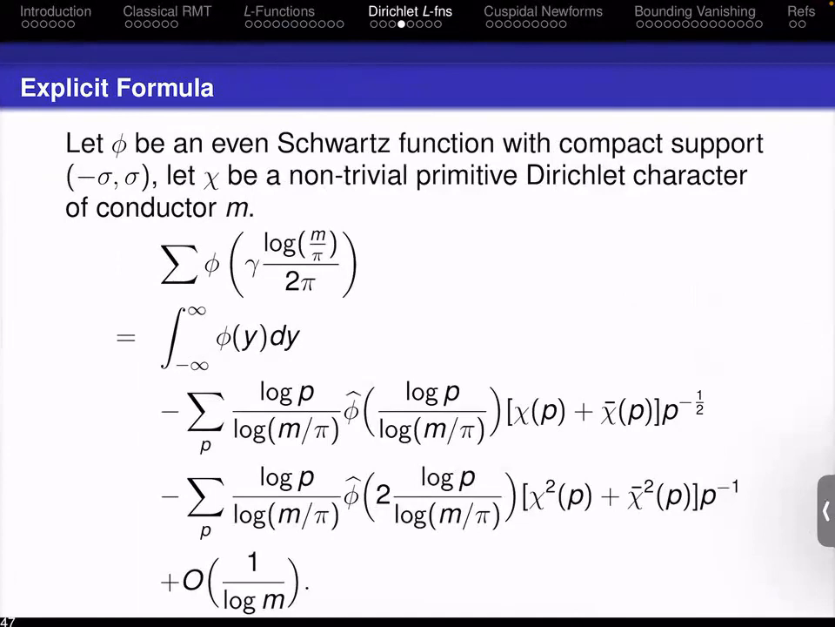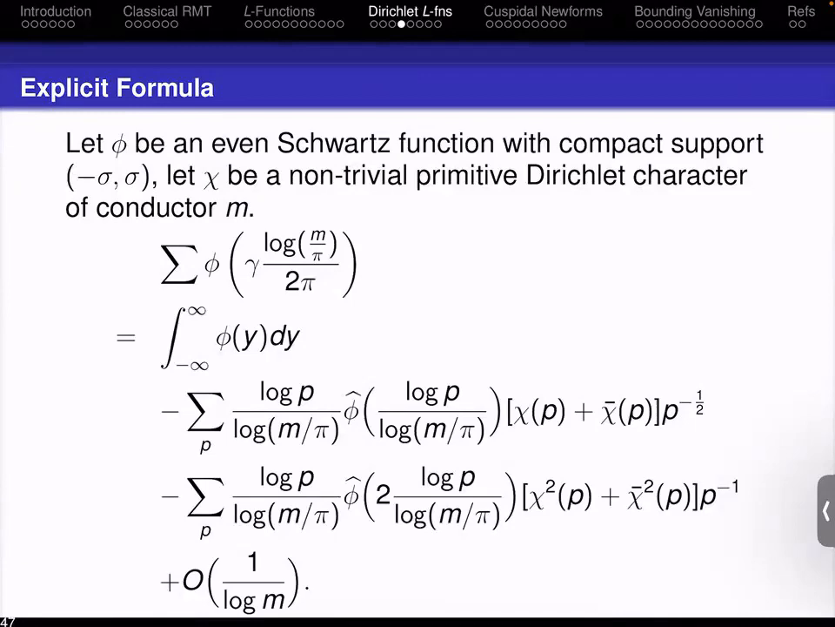So I've got the sums over primes and the squares of primes and the cubes of primes, fourth powers of primes, et cetera. But because of the increasing power of the primes, it goes p to the minus one half, p to the minus one, p to the minus three halves. You see, once we get to prime cubes and higher, I can just take all of them together and they become a lower order error term. And I just have to understand the sums over primes and prime squares.